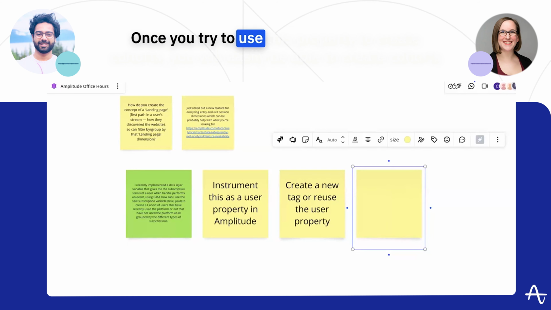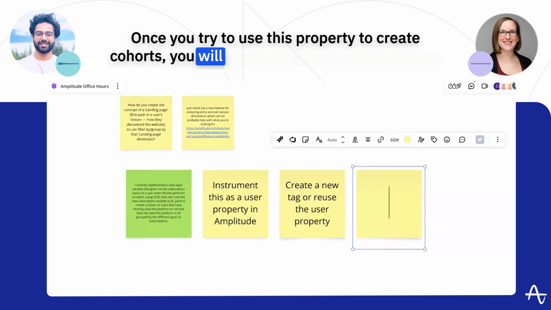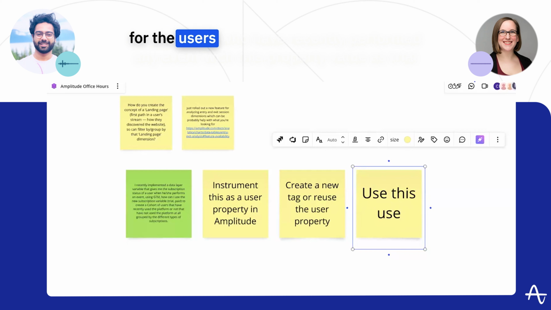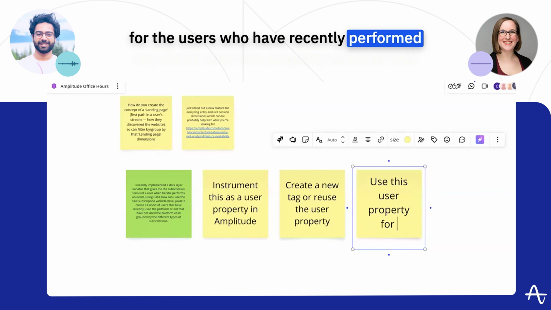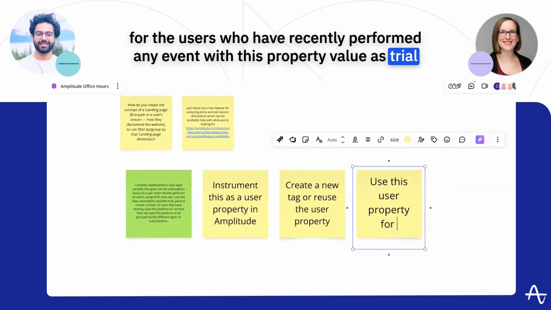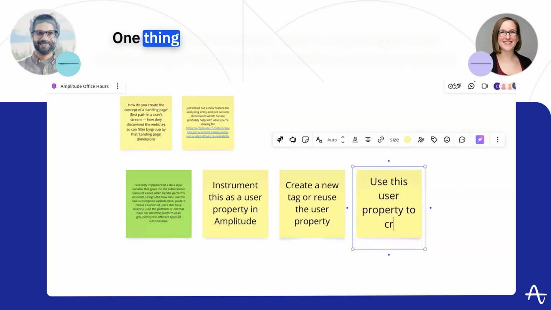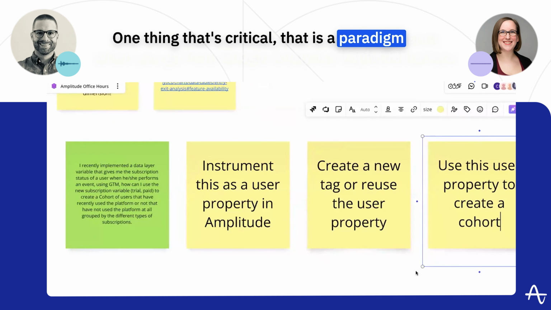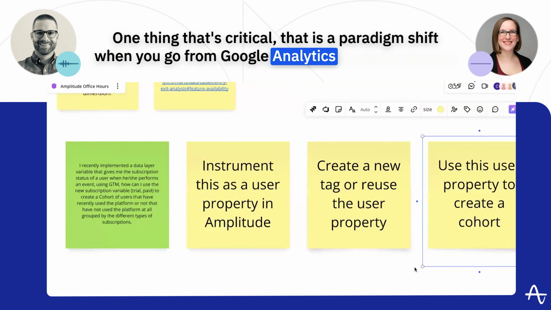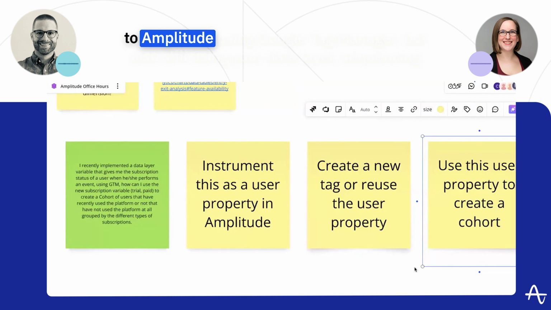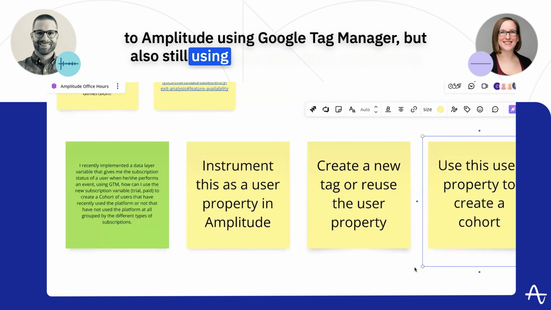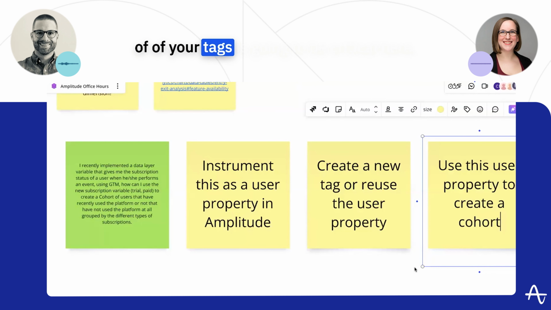Once you try to use this property to create cohorts, you will easily be able to create cohorts for the users who have recently performed any event with this property value as trial or paid or whatever the values might be. One thing that's critical, that is a paradigm shift when you go from Google Analytics implementations to Amplitude using Google Tag Manager, but also still using your data layer: sequencing of your tags is going to be critical here.